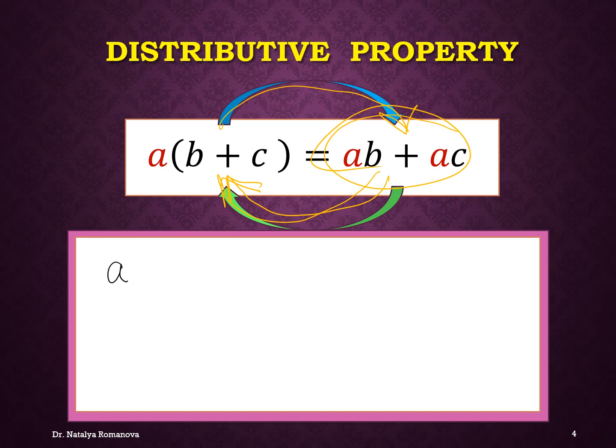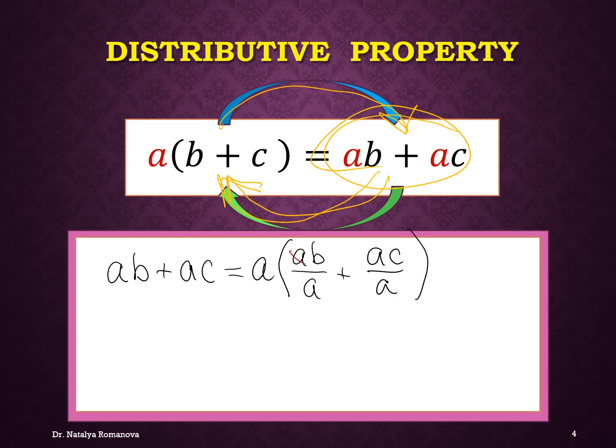If we have AB plus AC, why do we have A parenthesis B plus C? Because we have common factor A. What does factor out mean? We have to take the first term divided by A plus the second term divided by A. Now we can cancel out A, and it equals A, B plus C. Usually we skip this step, but this is important for understanding the distributive property formula.